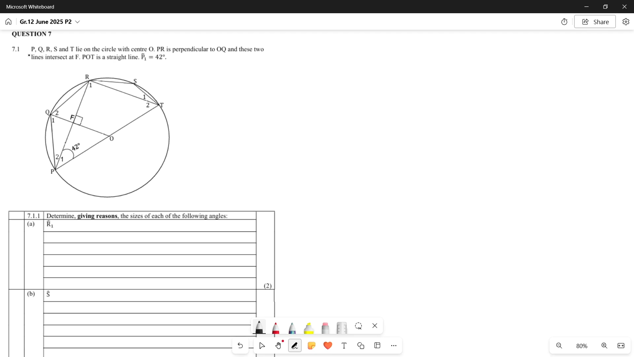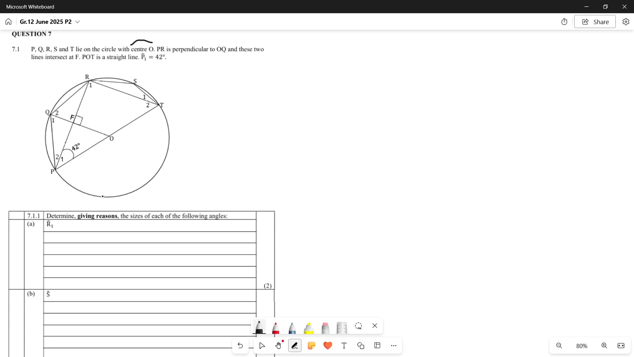So question 7.1, P, Q, R, S, T lie on the circle with center O. So we have the origin, which means we have radii, and we have a diameter, for example. So these are things to keep in mind. Whenever we have a center, we have to look for radii and diameters. So PR is perpendicular to OQ. Okay, so we have the 90 degrees here, and these two lines intersect at F. Great, so we have to keep this in mind. If we have a 90 here, we also have a reason that we can work with. So POT is a straight line, so that means that is our diameter, and then P1 equals 42 degrees, which they gave us on the diagram.